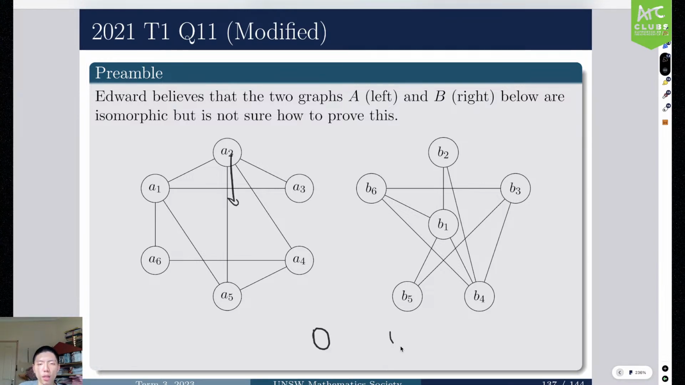I've run out of space. Let's draw on the side. Oh, I can't do that. Here.